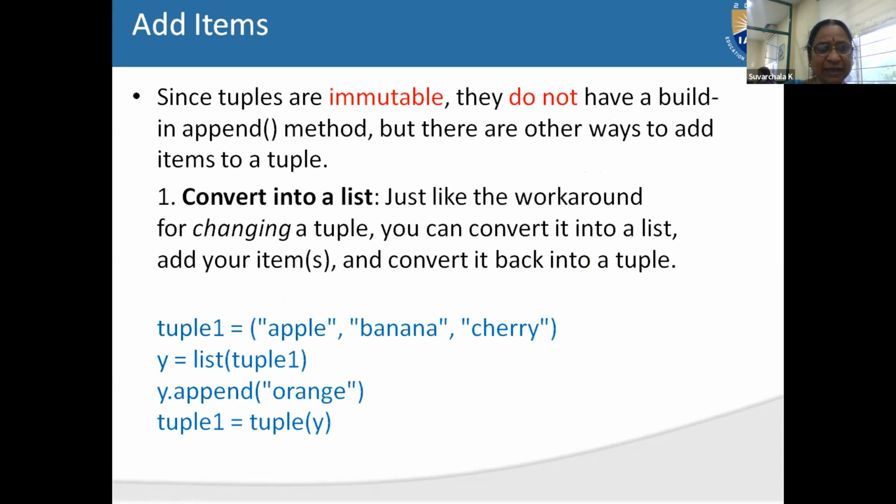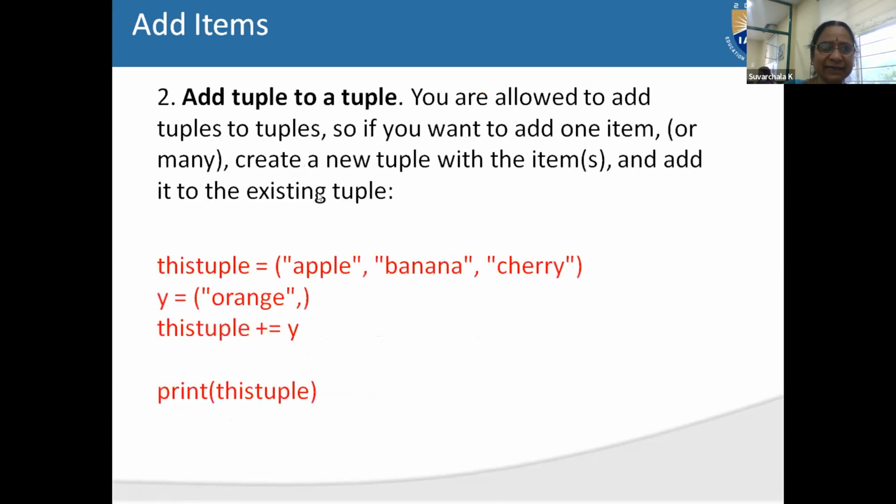So two techniques are there to add elements. First technique is convert into a list, do the process whatever you want, and convert back to the tuple. And the second technique is create a new tuple with whichever elements you want to add, and add this new tuple to the existing tuple by using the concatenate operator. Hope you understand these two techniques, right?